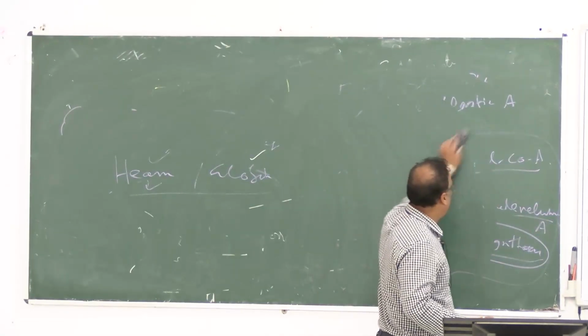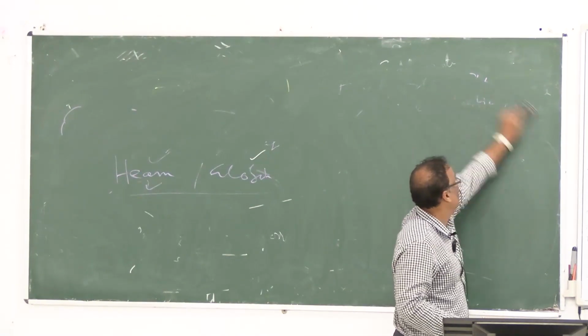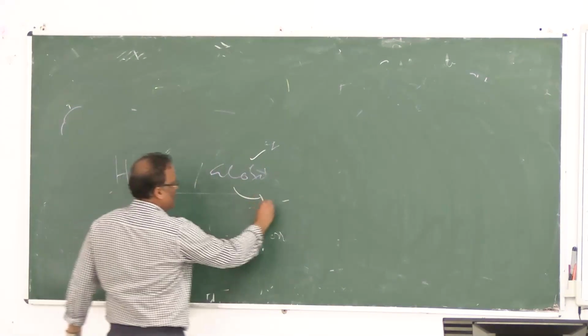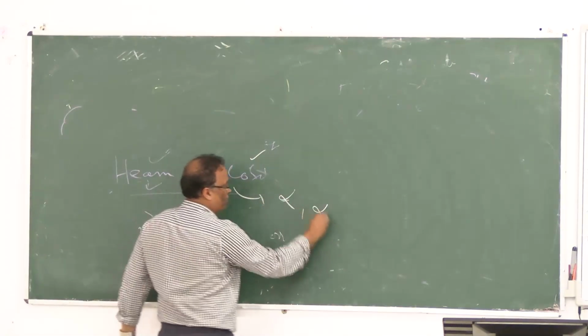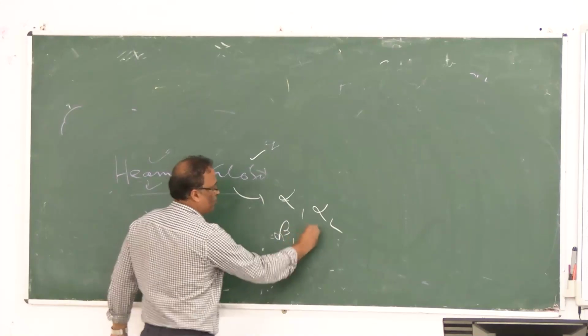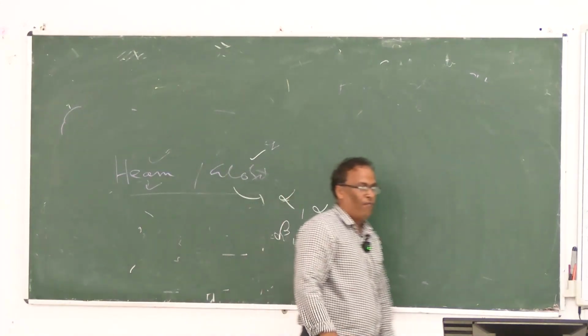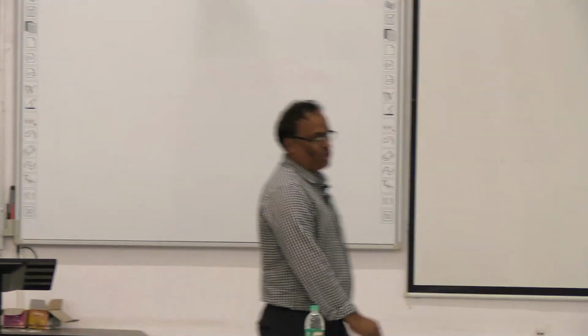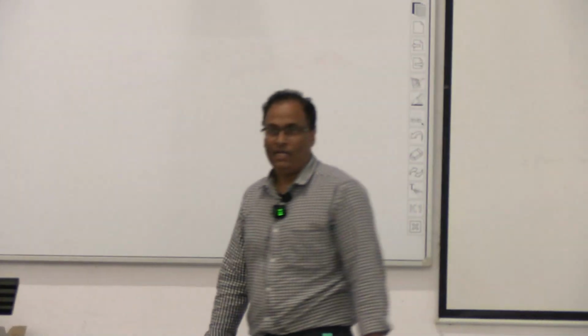How many chains are there for globin in the hemoglobin? Anyone? There are 4 chains. That is alpha 1 and alpha 2 and beta 1 and beta 2. Understood? Alpha 1, alpha 2, beta 1, beta 2. Now, these globin chains are formed as a dimer.